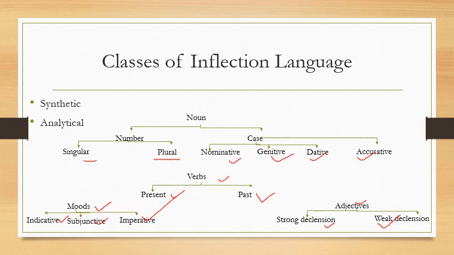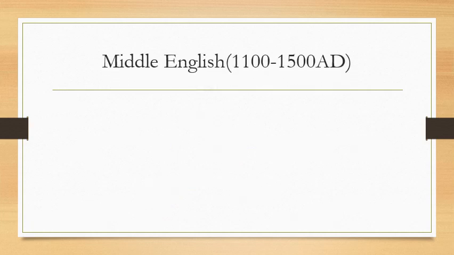But because I didn't want you to just grab it like rote learning, that yes, Old English is synthetic and modern English is analytical, I wanted to give you just an idea of what it means by synthetic and analytical. Okay. Now moving on to our next thing, which is Middle English.